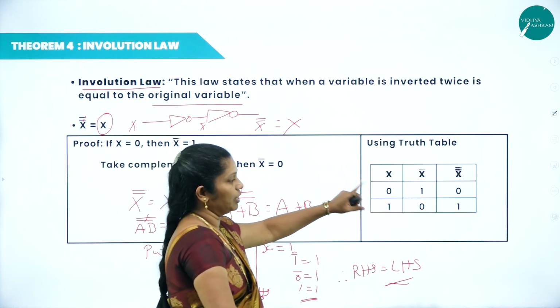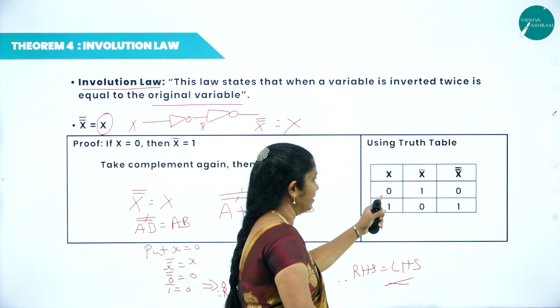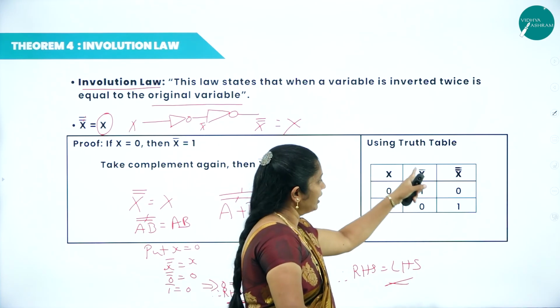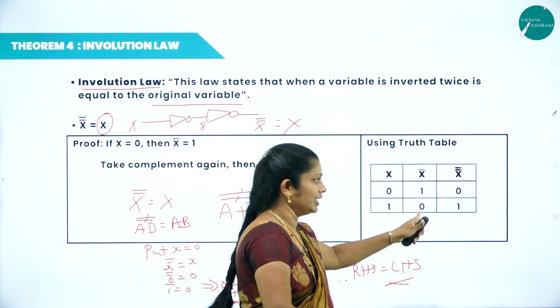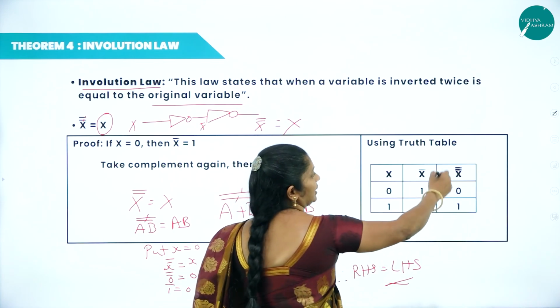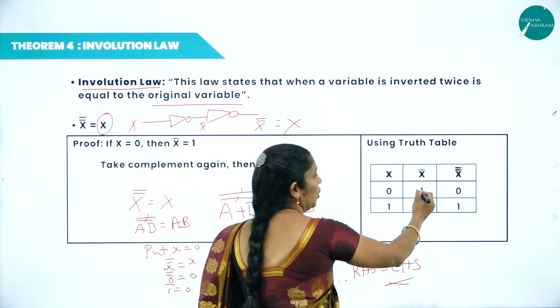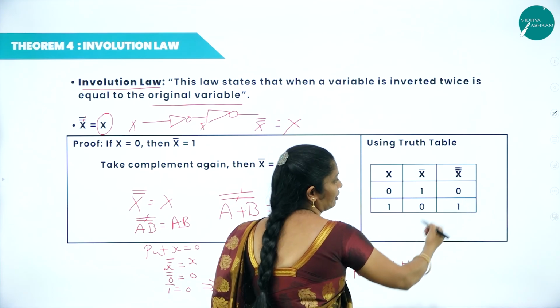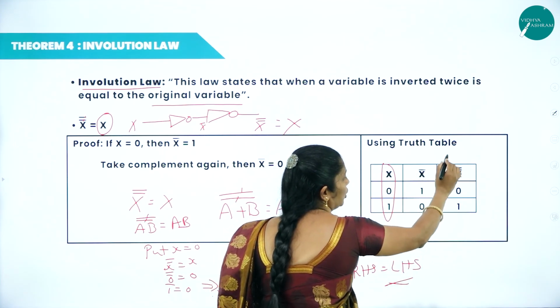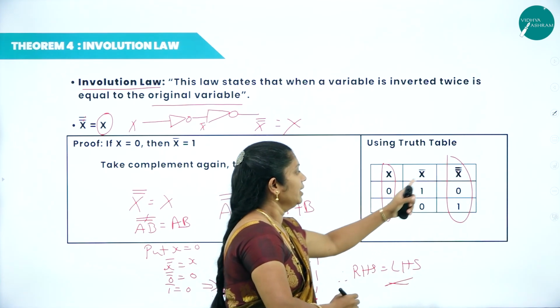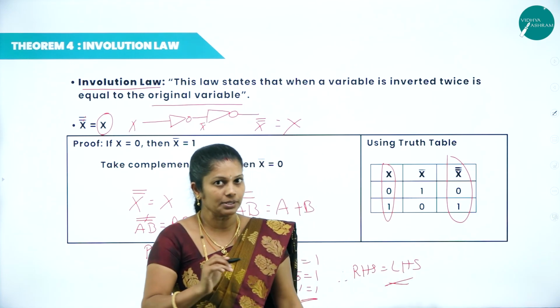Now we will prove that by using a truth table also. First here we are taking x, 0 and 1. X bar means the reverse of that, 1 and 0 we are getting. Then x double bar we have. Whatever thing here we have, it will once again complement. It is the same as your x value only. Here also 0, 1. Now is it clear for all of you?